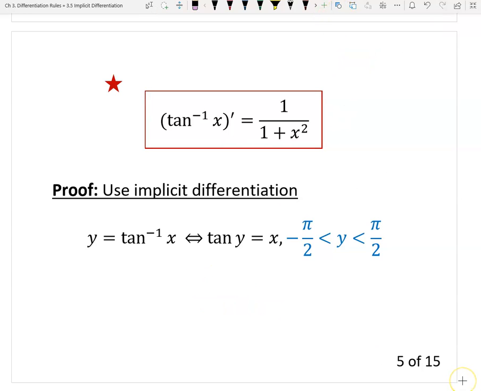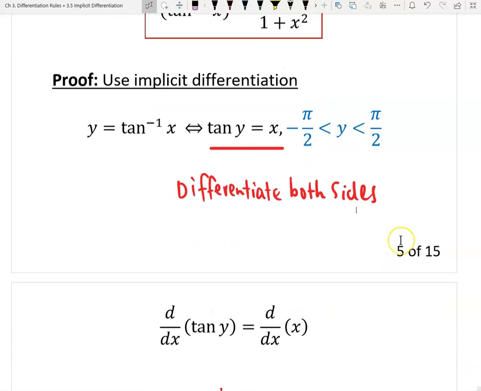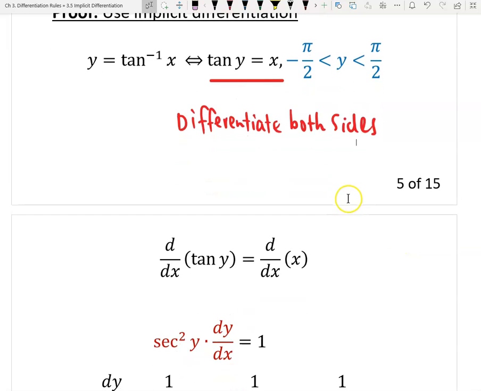All the methods are the same, so I hope you get it. I put it here. This is the implicit equation. What do we do? We differentiate both sides, okay? We take a derivative to both sides and see what we get. We get this: the left, take a derivative; the right, take a derivative.